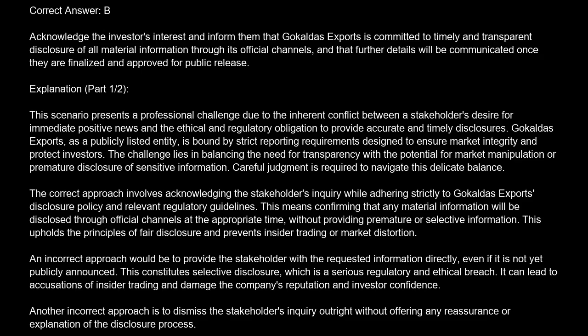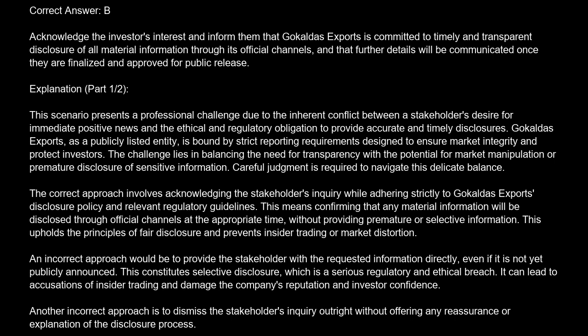The correct answer is B. Acknowledge the investor's interest and inform them that Gokaldas Exports is committed to timely and transparent disclosure of all material information through its official channels, and that further details will be communicated once they are finalized and approved for public release. Explanation. This scenario presents a professional challenge due to the inherent conflict between a stakeholder's desire for immediate positive news and the ethical and regulatory obligation to provide accurate and timely disclosures.